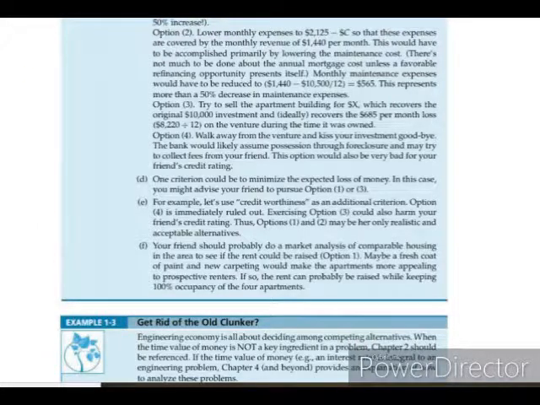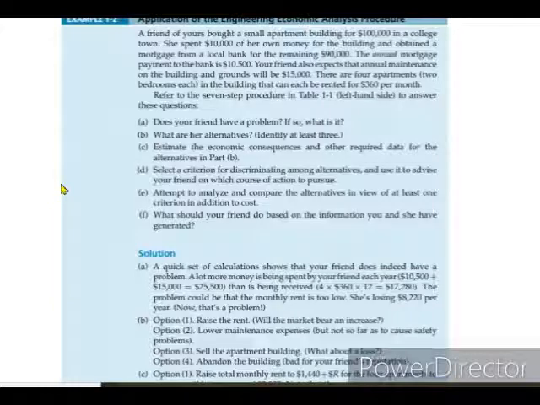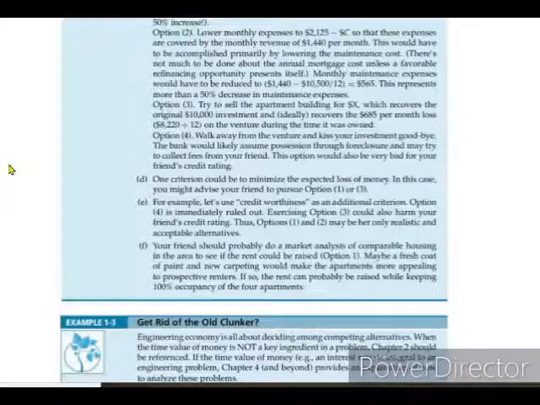Next, letter E. Attempt to analyze and compare the alternatives in view of at least one criterion in addition to cost. Okay, so letter E. For example, let's use credit worthiness, okay, as an additional criterion. So option 4 is immediately ruled out.